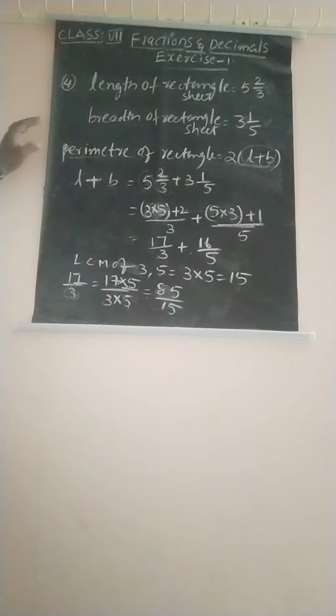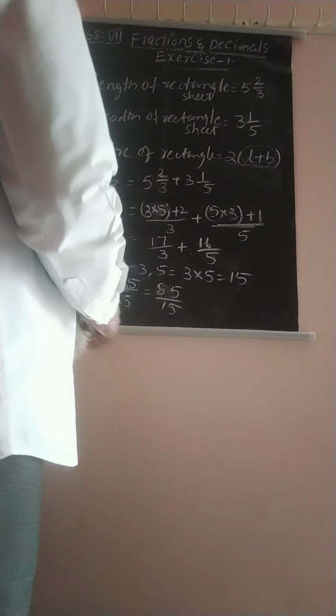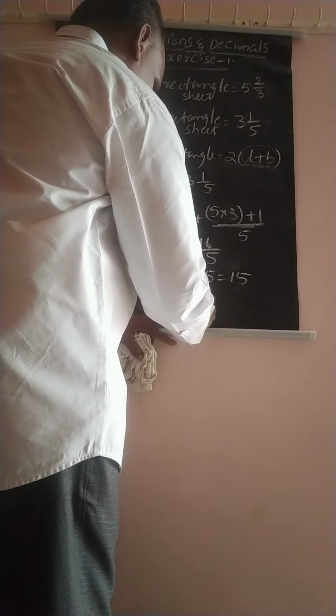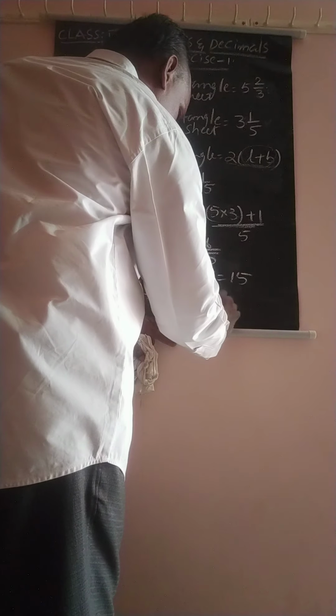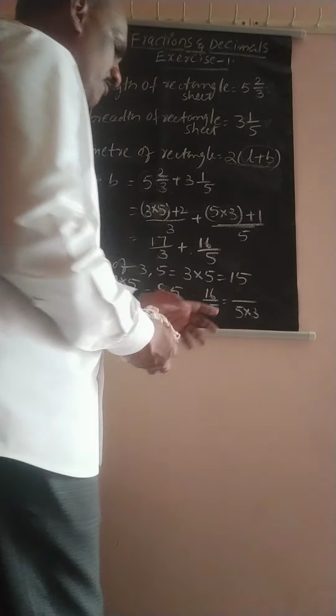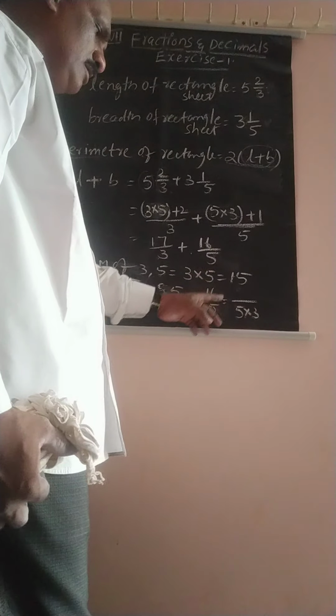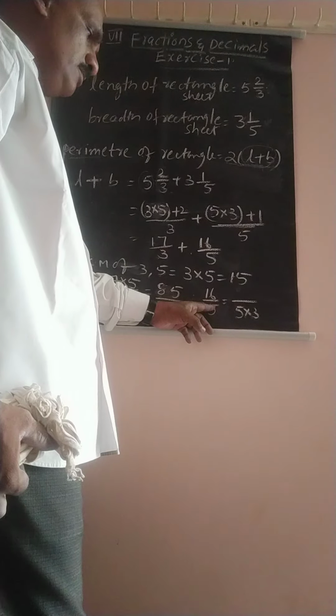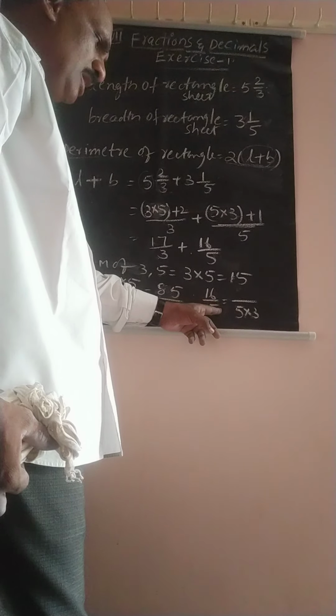The board is not finished. Next, the second one is 16 by 5. The 5 should be multiplied by 3. Why? Because 5 has to change to 15. What number should multiply 5 to become 15? Only 3. So 16 is also multiplied by 3: 3 sixteens are 48, so 48 by 15.